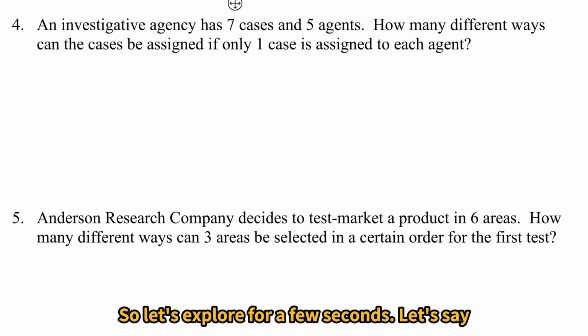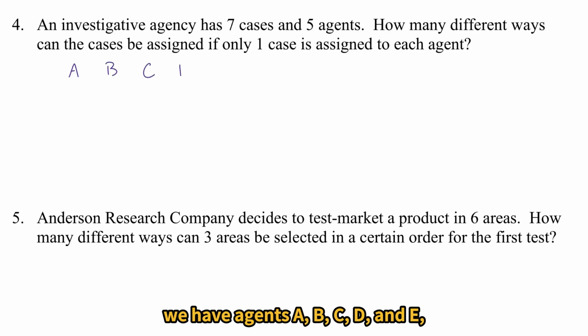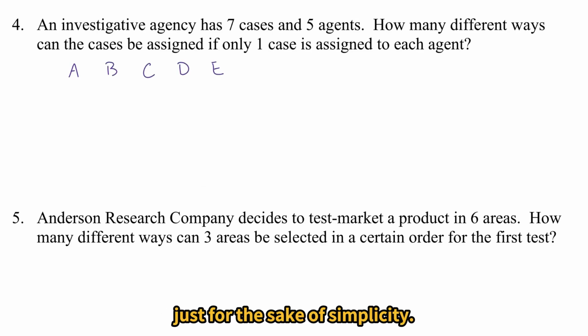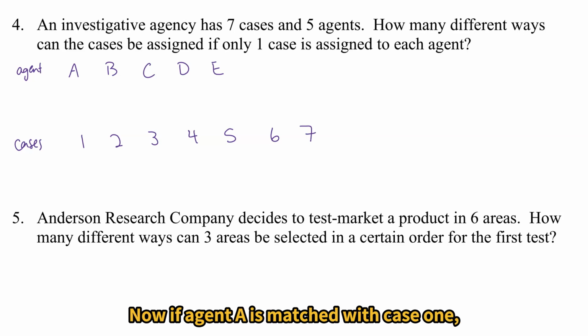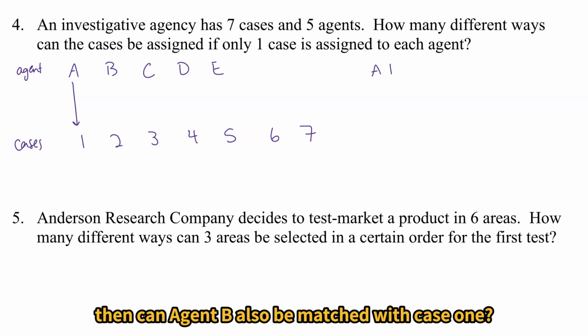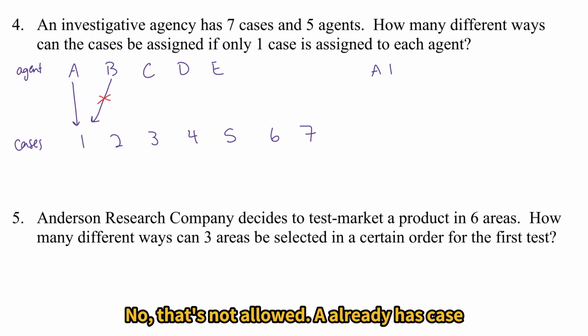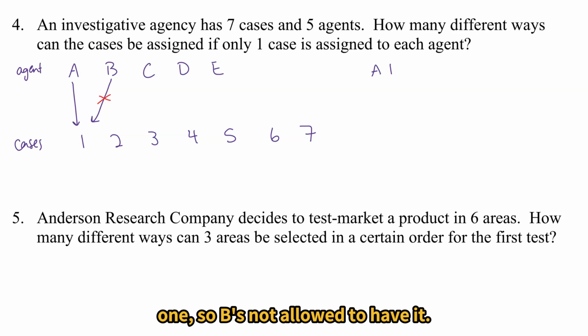So let's explore for a few seconds. Let's say we have agents A, B, C, D, and E, just for the sake of simplicity. And the cases, we have numbers. Now, if agent A is matched with case 1, then can agent B also be matched with case 1? No, that's not allowed. A already has case 1, so B's not allowed to have it.